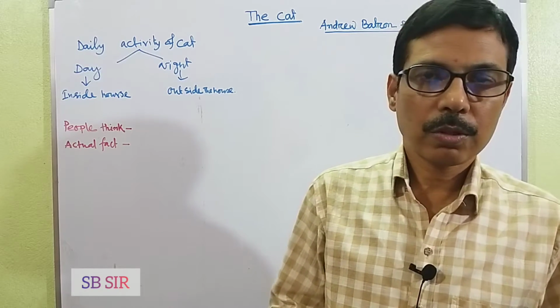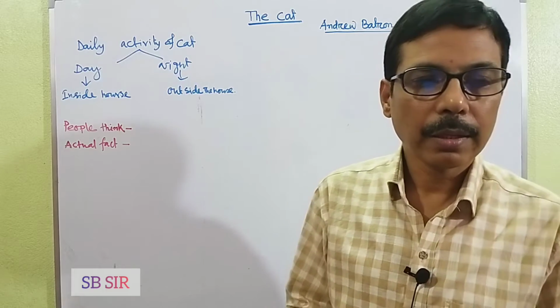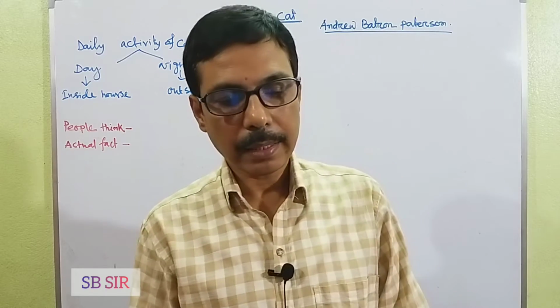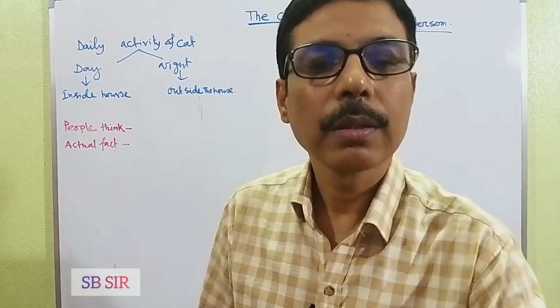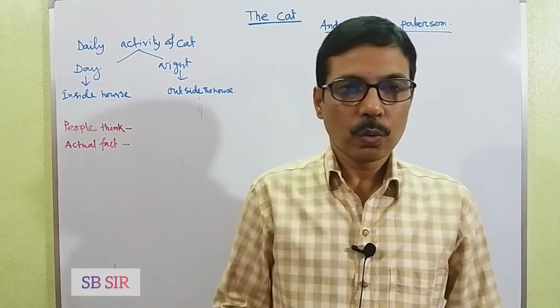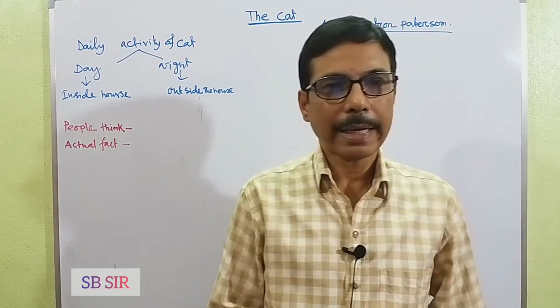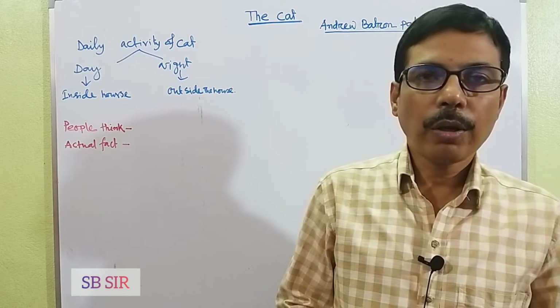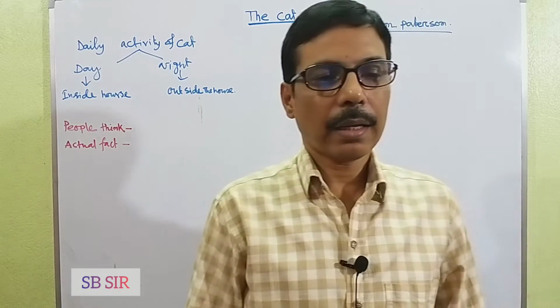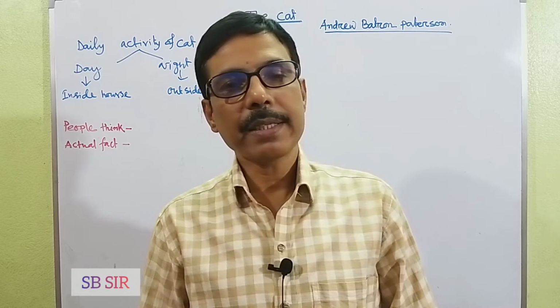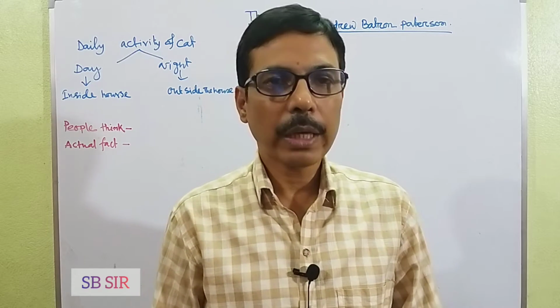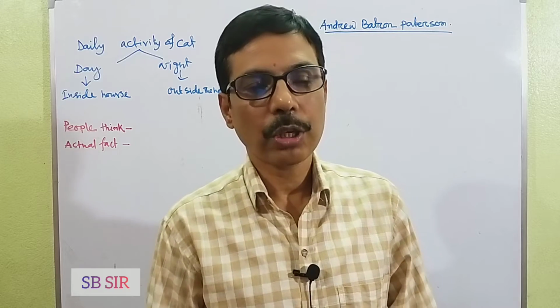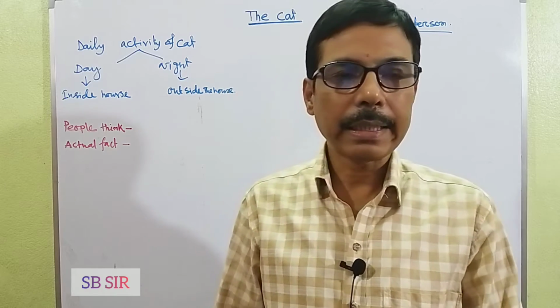So, start to read. Most people think that the cat is an unintelligent animal. Most people, that means we generally think that the cat has no intelligence. It's a fool, fond of ease and caring little for anything but mice and milk. So here we have a general notion that the cat is an unintelligent animal.